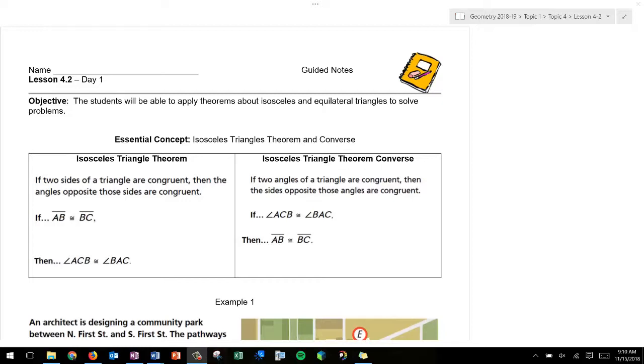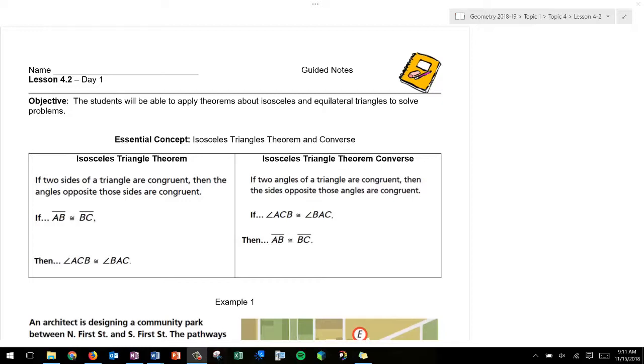The first type we're going to look at in this video is going to be the isosceles triangle. And then in our next video, you're going to see the equilateral triangle, which is the easiest to use of all. So in the isosceles triangle, there are two rules that come out of this, or two relationships that happen, and they go either direction. That's why in your notes you see that there's a theorem and a converse.